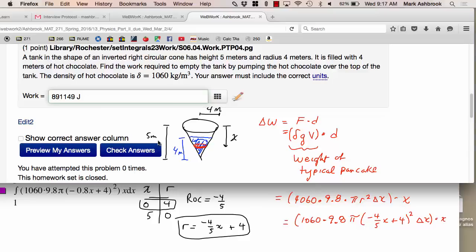Okay, so another possible frame, you could make x go down from the top of the hot chocolate. That would work. But I want to do something completely different this time, and I want to make x go from the vertex up. So x will be from the vertex up to the typical layer. So this is going to be a new approach. And how would that change the setup?